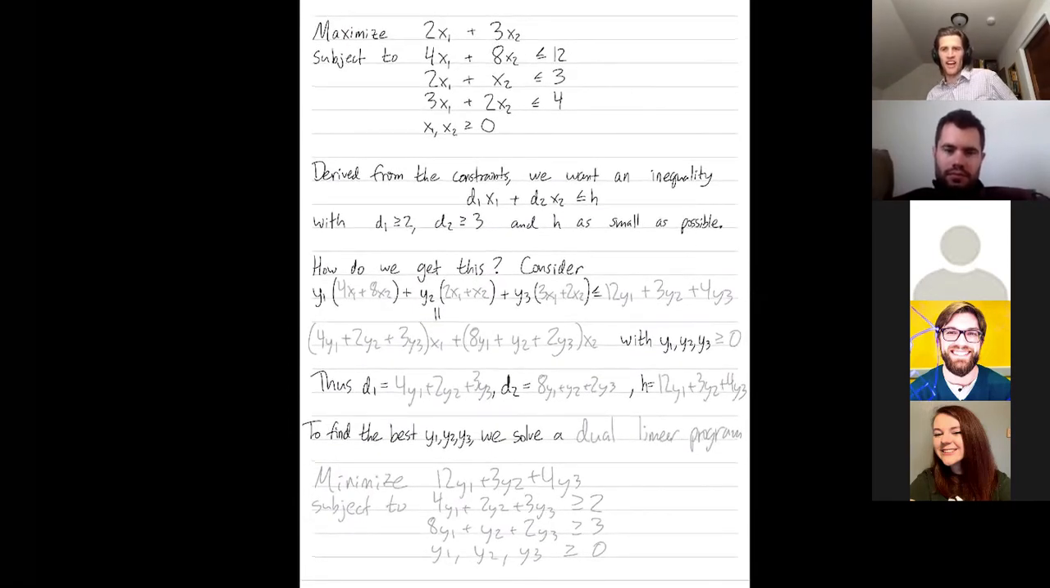So it's almost like I pulled a fast one on you, right? I was trying to find upper bounds on this primal linear program, and I got this dual linear program. It has a lot of the same numbers, right? 2 and 3 appear, 12, 3, and 4 appear. And then this matrix of coefficients has actually been transposed. So, 4, 8, 2, 1, 3, 2. Questions so far?